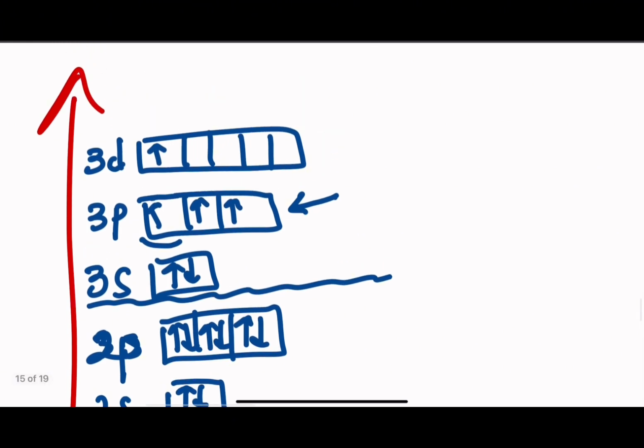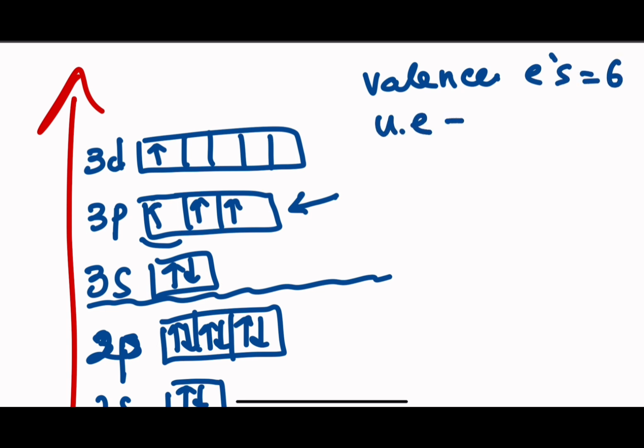Now we still have valence electrons. Valence electrons is 6. Unpaired electrons is 4. So that's why our valency equals 4 in this case. Okay?